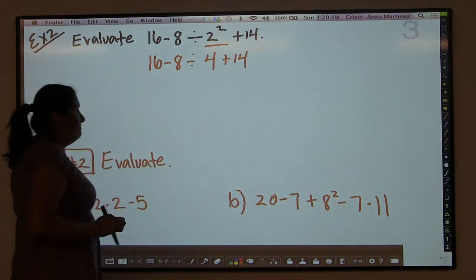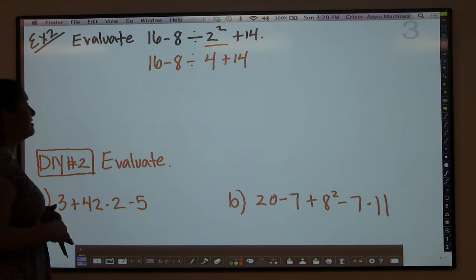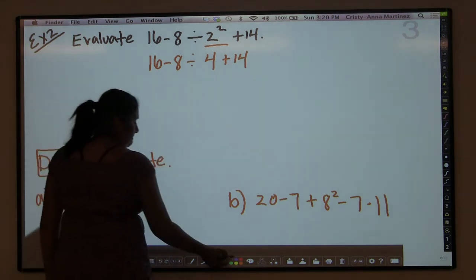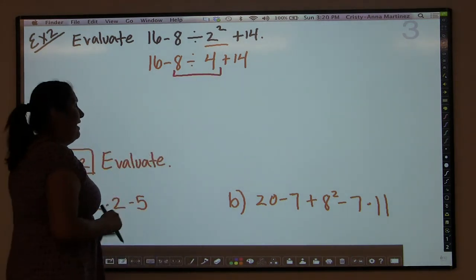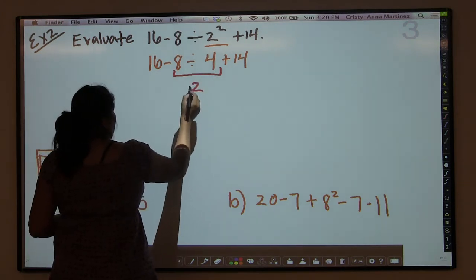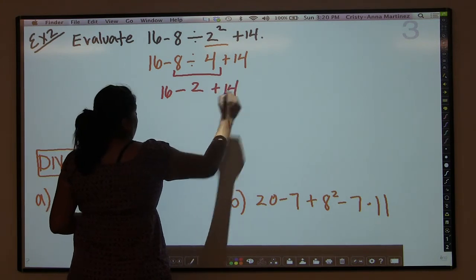The next thing I have to do is any multiplication or division from left to right. And in this case, we don't have any multiplication, but we do have division. And it's right here. And we know that 8 divided by 4 is 2. And again, we rewrite the 16 minus, and the plus 14 gets rewritten.